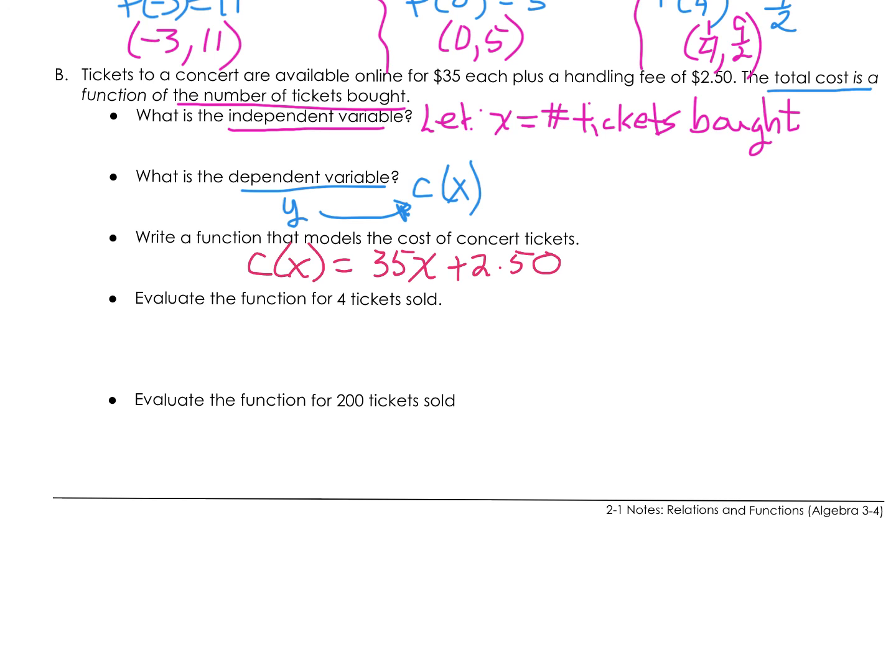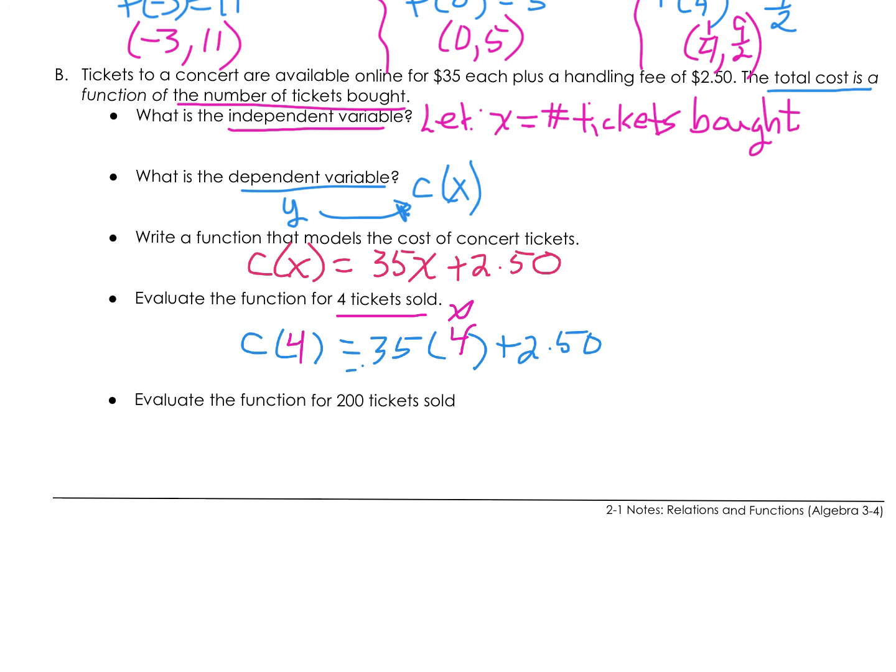Then we need to evaluate the function for 4 tickets sold. So isn't 4 tickets sold an independent variable? This is our x, right? So we're going to take c of, I'm going to rewrite it with parentheses. And instead of x, we're going to replace x with 4. So every x in the rule needs to be replaced with 4. So there's only 1 here.